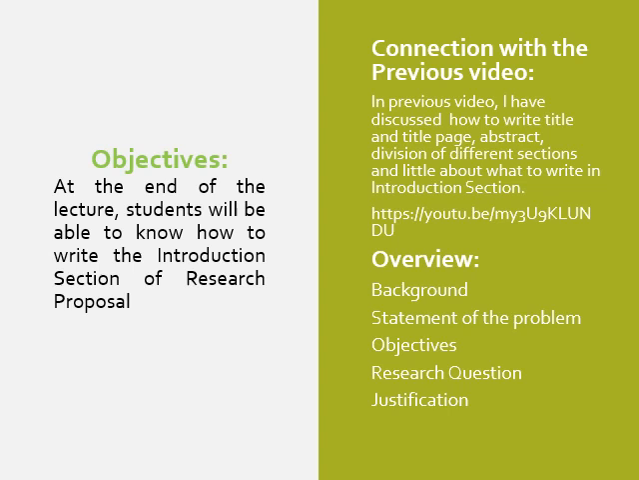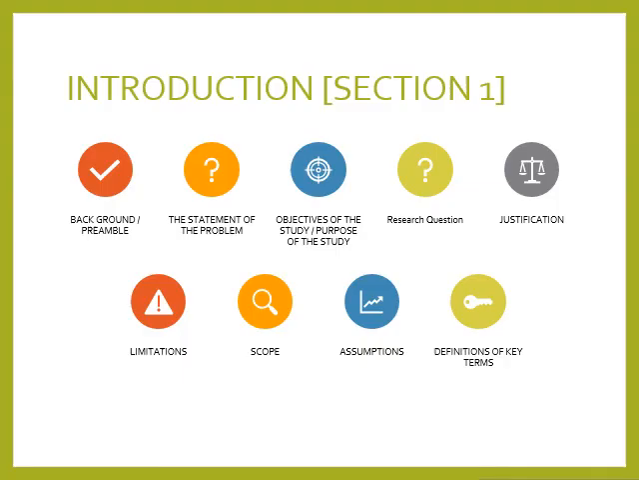In the previous video, I covered the title page, abstract, and the division of the different sections of a research proposal, and I discussed a little bit about the introduction section and its subsections. So now in this video I'm going to focus on five of those headings: the background, the statement of the problem, objective, research question, and justification. These are all the subheadings of the introduction, which I have already told you in the last lecture. So we are going to cover the first five today.